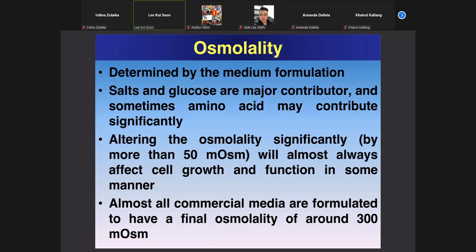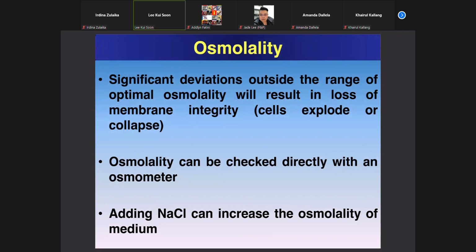Okay, and most of the time the salt and the glucose are the major contributors, and sometimes amino acids may contribute significantly. Okay, so altering the osmolarity significantly by more than 50 milliosmol per liter will always affect cell growth and function in some manner. So almost all commercial media are formulated to have a final osmolarity of around 300 milliosmol. So remember that 300 milliosmol. Significant deviation outside of the optimal range will result in loss of membrane integrity.